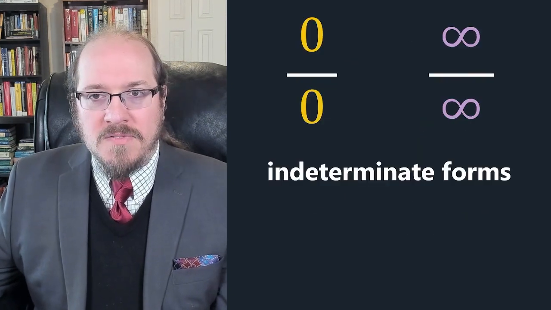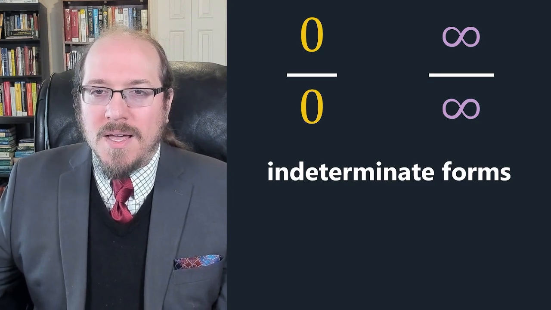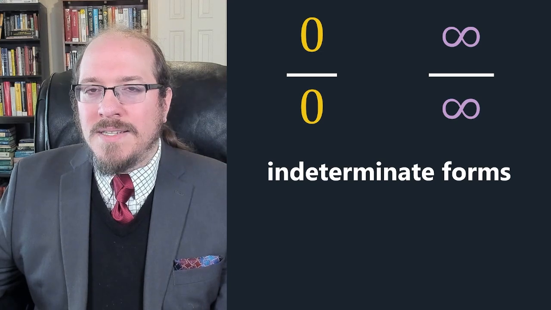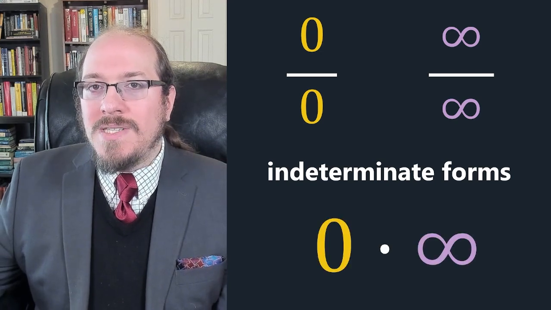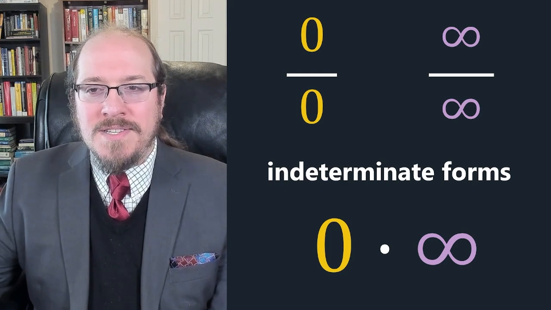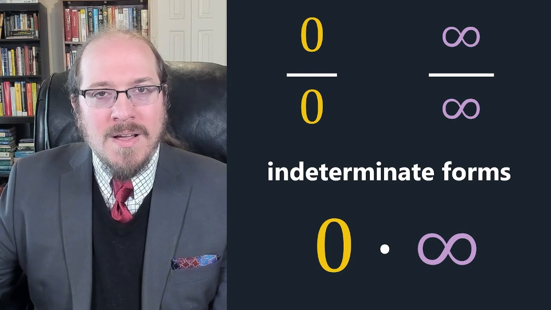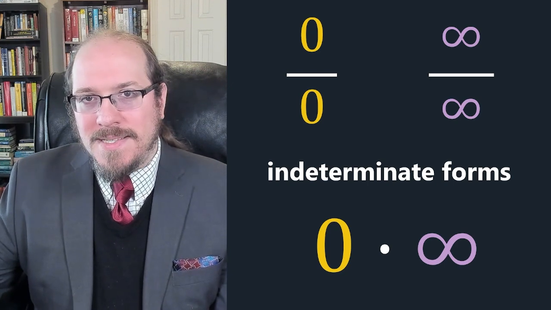We've seen two of them so far, 0 divided by 0 and infinity divided by infinity. There's another form that's closely related to both of these, 0 times infinity. And if you think about it, that's the form that's suggested when we take a shape and break it down into an infinite number of infinitely thin pieces.